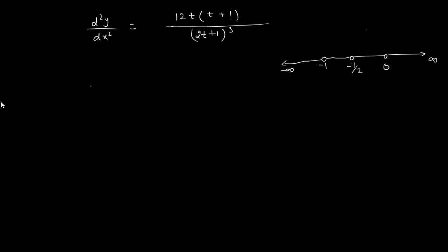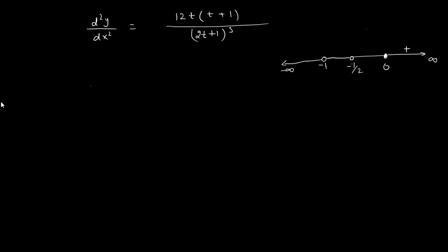If we take t more than 0 and plug it in here, suppose we take 1, which is more than 0, our numerator is positive and the denominator is positive. So we get a positive number.